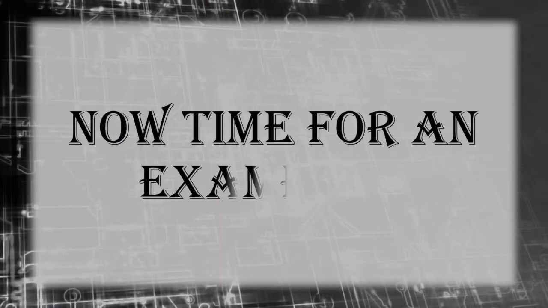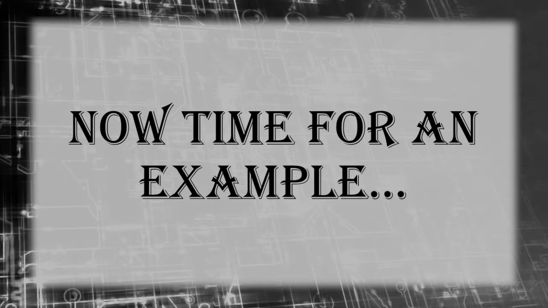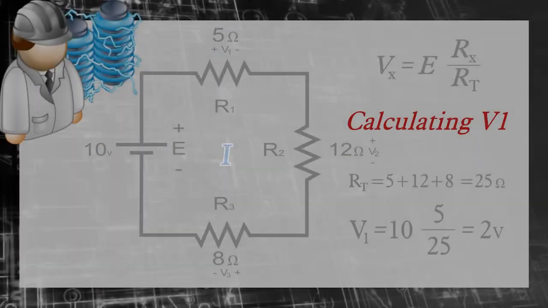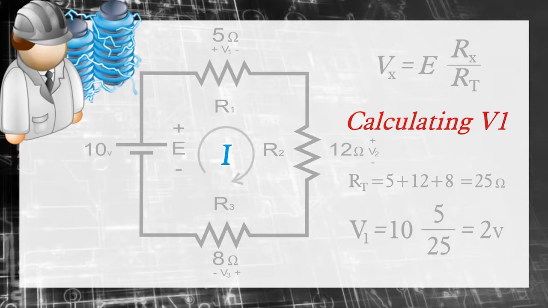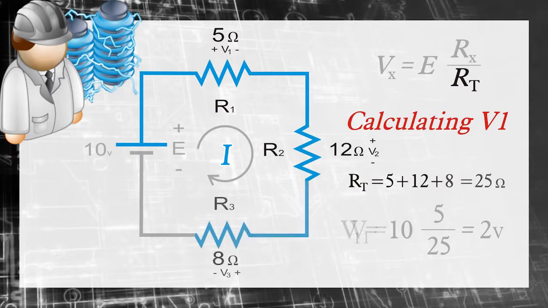Now time for an example. In order to calculate V1, we first need to find the total resistance of the circuit. To do so, we add all the elements within the circuit together. In this example, we add the 5 ohm to the 12 ohm, and then finally the 8 ohm resistor, giving the circuit a total resistance of 25 ohms.